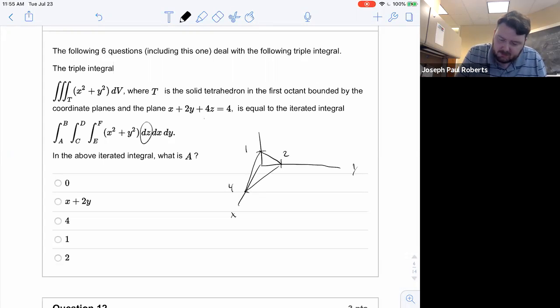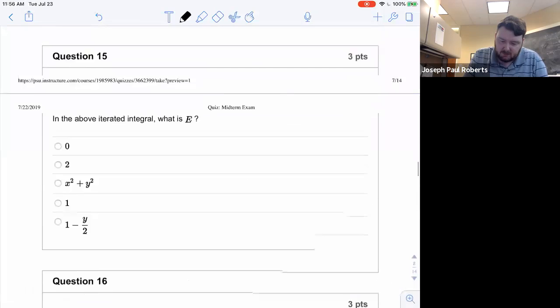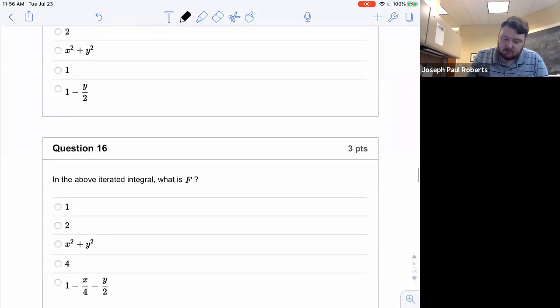It looks like we're putting dz inside, which means that we're looking for the bottom and top surfaces. So z equals 0, the xy plane, seems to be the bottom surface. And z equals, well, 1 minus x over 4 minus y over 2 is the top surface, right? If you solve for z in this plane equation, that's what you get. So those are our innermost z bounds. So we can scroll down for E and F, 0 to that.